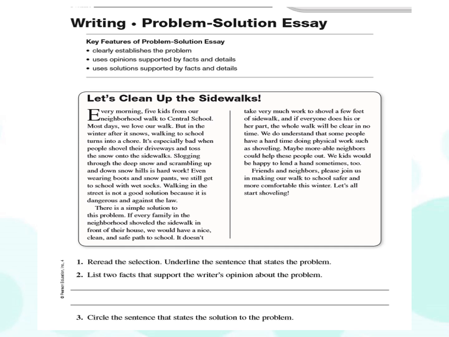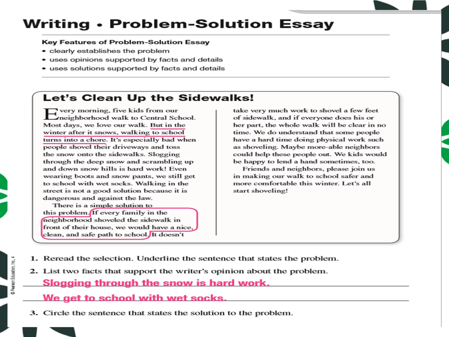1. Reread the selection and underline the sentence that states the problem. 2. List 2 facts that support the writer's opinion about the problem. 3. Circle the sentence that states the solution to the problem. And now, here are our answers to the questions.